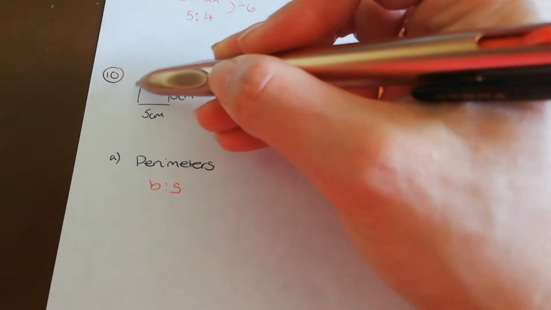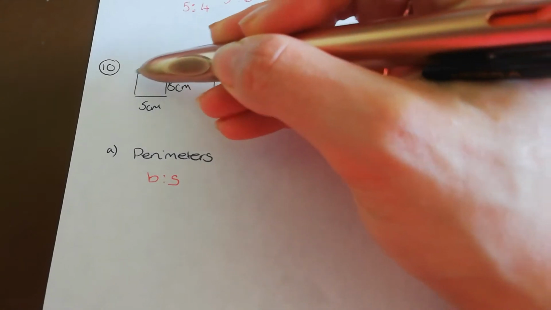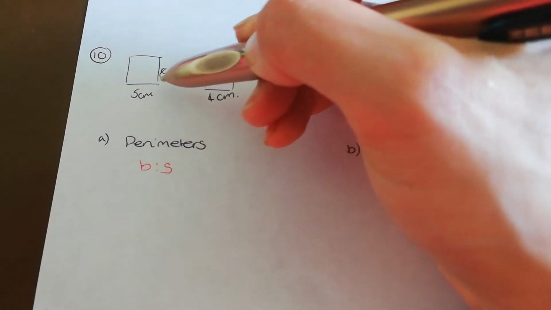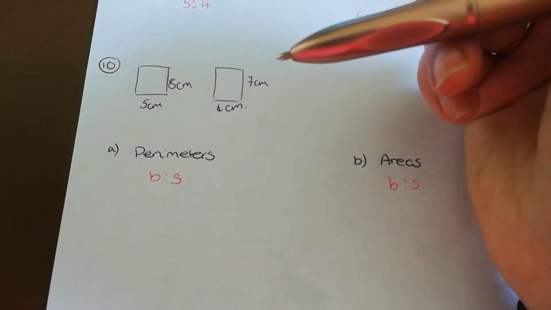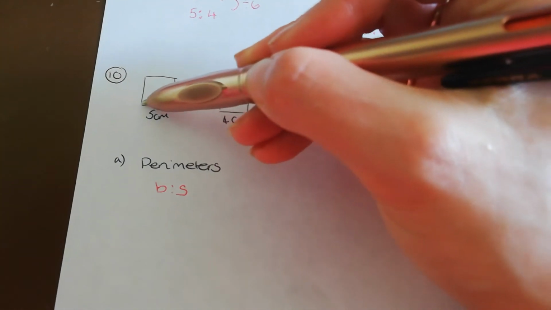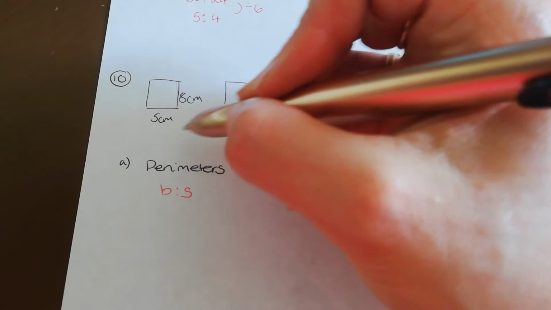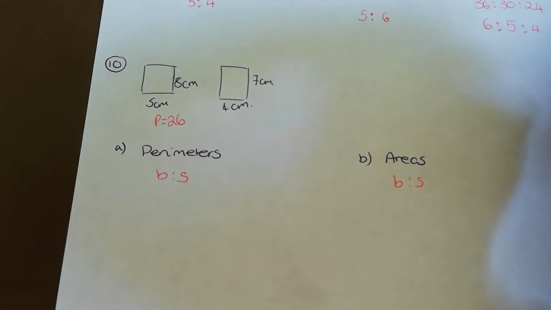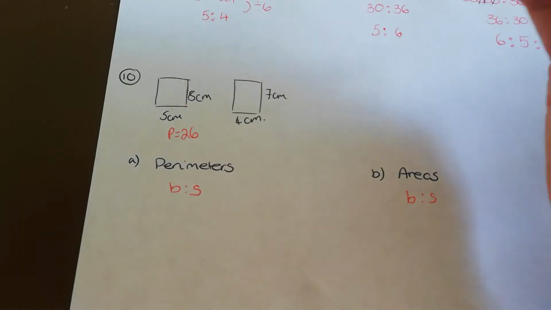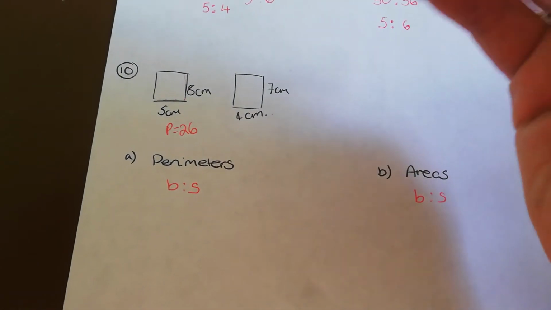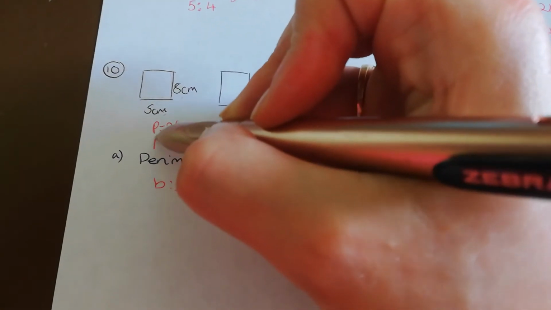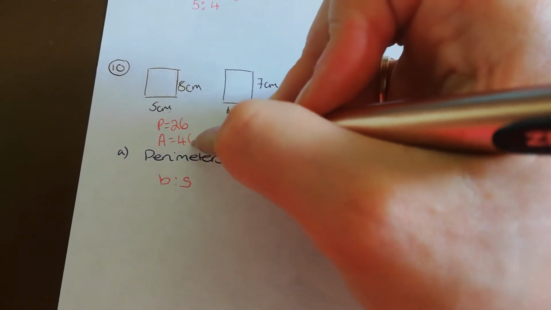So for this picture here, we need the perimeter. Now remember, the perimeter is the distance all the way around the outside. We've done that already this year. So we've got 8 add 8, which is 16. And then we've got 5 and 5, which is 10. So the perimeter of this one is 16 add 10, which is 26. And the area is length times breadth. We've looked at that this year as well. So the area is going to be 5 times 8, which is 40.